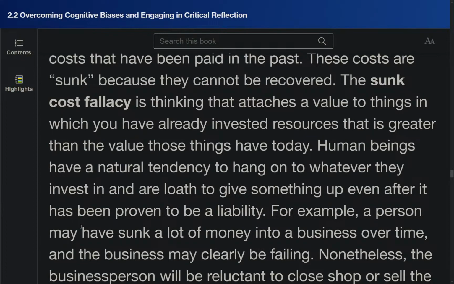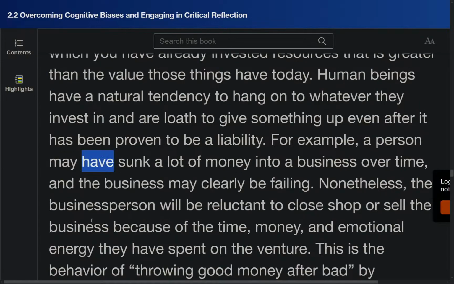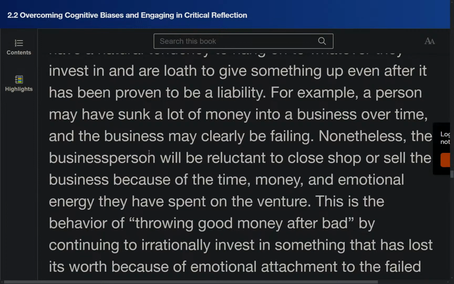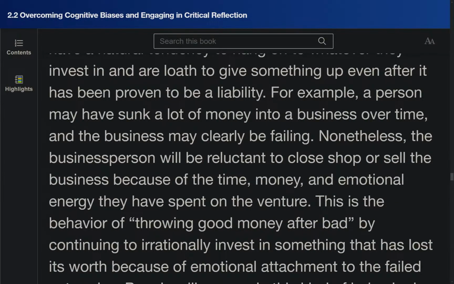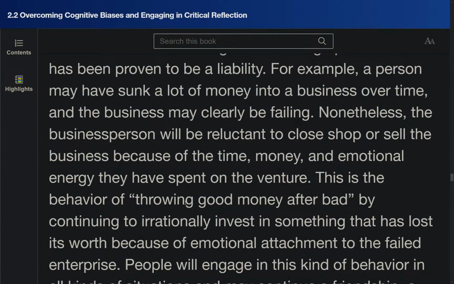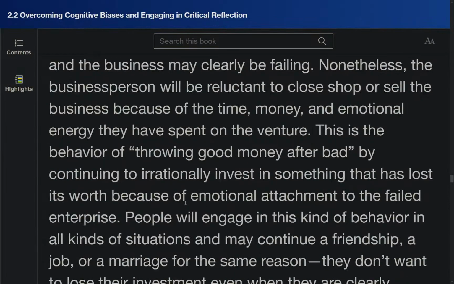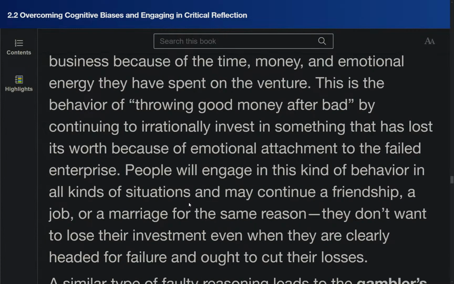For example, a person may have sunk a lot of money into a business over time, and the business may clearly be failing. Nonetheless, the business person will be reluctant to close shop or sell the business because of the time, money, and emotional energy they have spent on the venture. This is the behavior of throwing good money after bad by continuing to irrationally invest in something that has lost its worth because of emotional attachment to the failed enterprise.